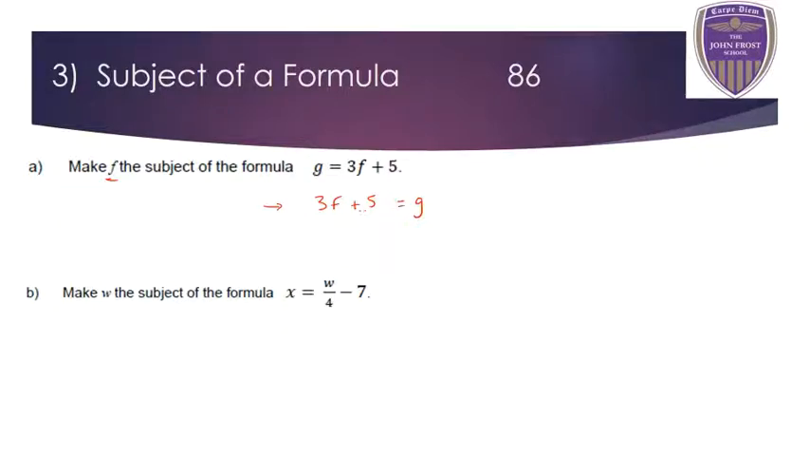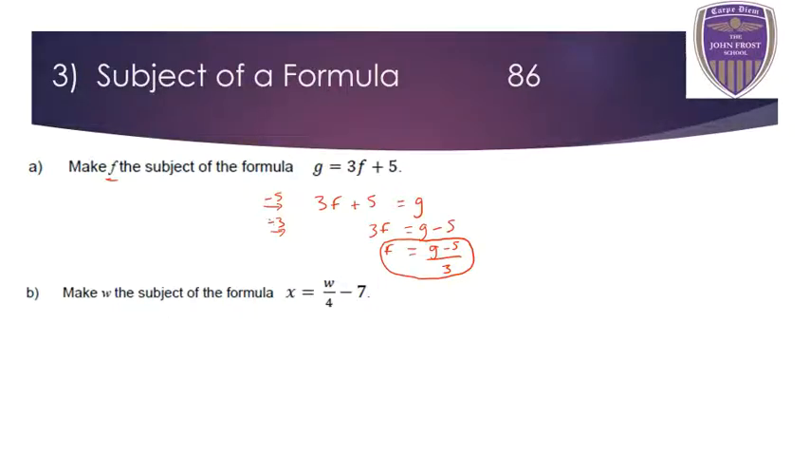So the first thing I'm going to do is take 5 off each side. So if I take 5 away from here, it's gone. On this right hand side, I've got g, and I'm going to take away 5. And that's going to leave me with 3f. And then to undo 3f, I need to divide by 3, because 3f means 3 times f. So I divide both sides by 3. So if I divide g minus 5 all by 3, I get this. And f is now on its own. So f is equal to g minus 5 all over 3. And I've rearranged the formula as I wanted.